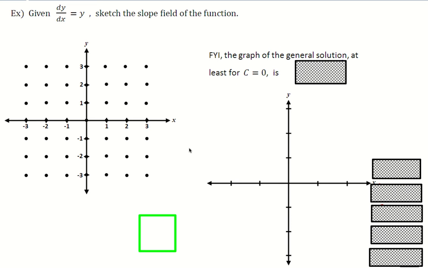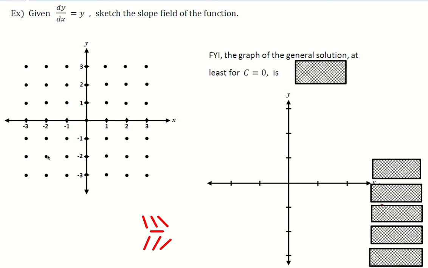Well, this next one is going to be kind of repetitive. I mean, look at this next example. Given that dy dx, or slope, equals y, sketch the slope field. Well, it shouldn't be all that difficult considering what we just did. It seems like now your slope is just going to be whatever the y coordinate is at whatever point.